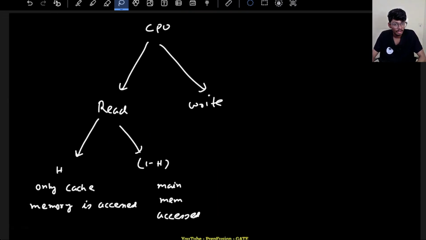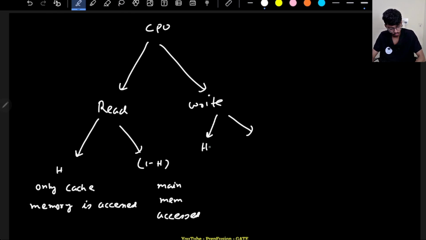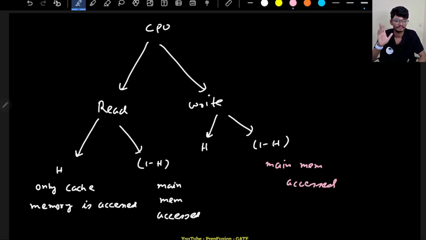What about the write operation? In the write also there can be two things, right? Either it will be a cache hit or a cache miss. That is, it is already present in the cache or it is not present in the cache. If it is not present in the cache, main memory will be accessed. But if it is present in the cache, will I get any advantage? I will not get any advantage.